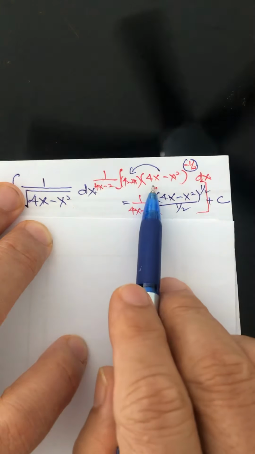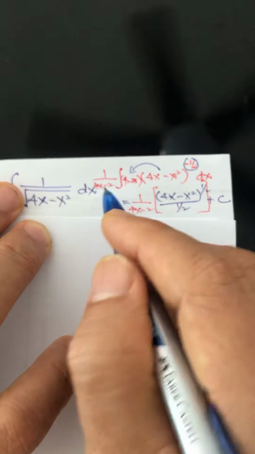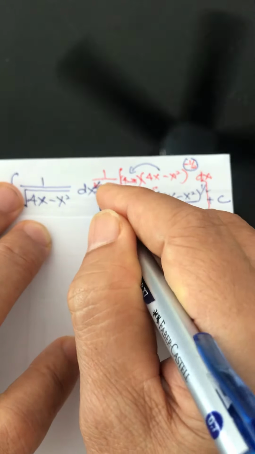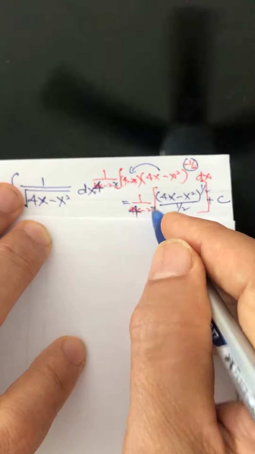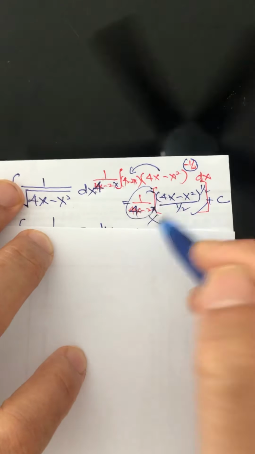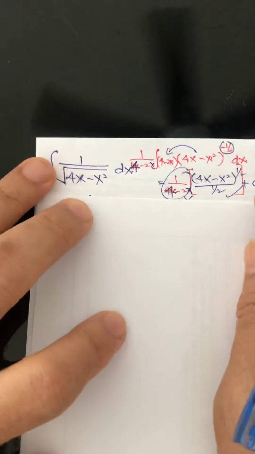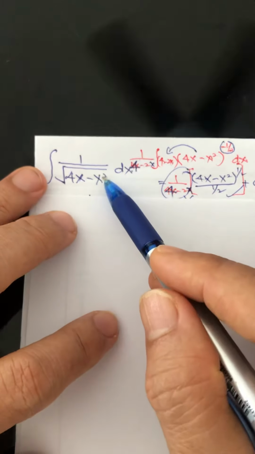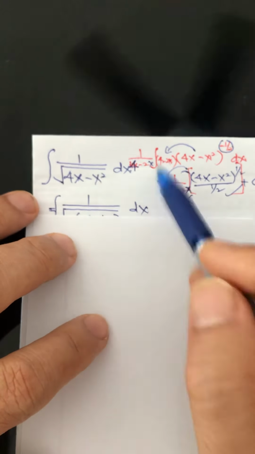So this is 1 over 4 minus 2x must be there, correct? Because you differentiate this, you get 4 minus 2x, so you have to divide by 4 minus 2x. So this part is correct, but this part is wrong. Okay, so you cannot. So once you cannot, then you try to use partial fraction. Can you factorize this one? Cannot. So you cannot factorize.